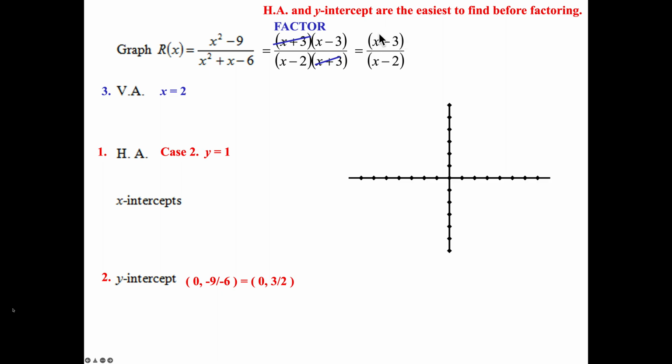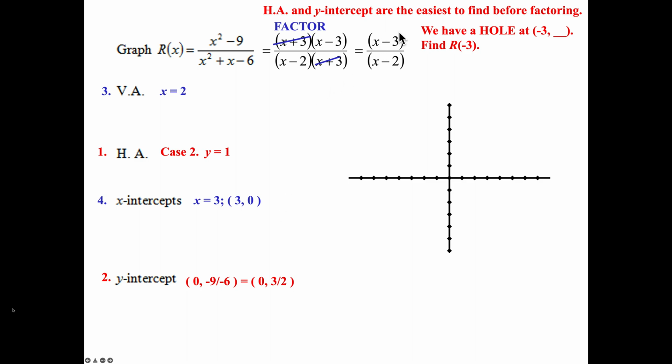My x-intercept, set this equal to 0 and solve for x. X is equal to 3. We're at 3, 0. Not 3, 0 and negative 3, 0. You can't have an x-intercept of negative 3, 0 on a vertical asymptote line of x equals negative 3. That's just not going to happen.